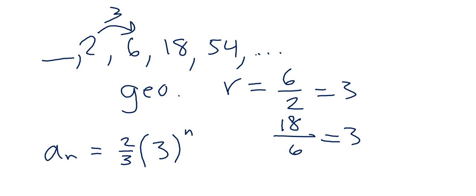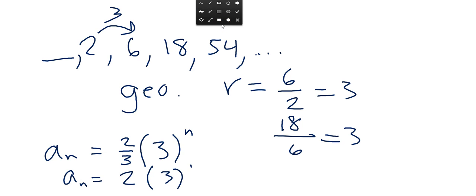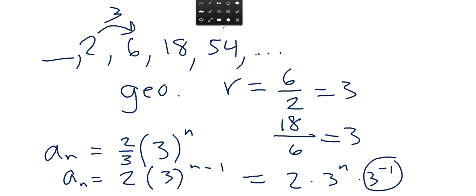That's the same thing as saying 2 times 3 to the n minus 1. These are identical equations. They just don't look like it. The algebra behind it would be 2 times 3 to the n times 3 to the negative 1. What is 3 to the negative 1? Negative 3? No, it is not. That negative 1 means the reciprocal. What's the reciprocal of 3? 1/3.